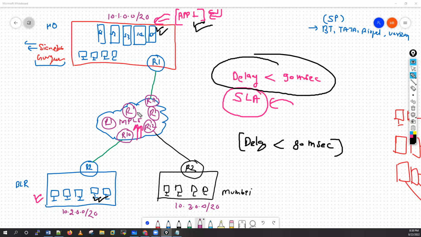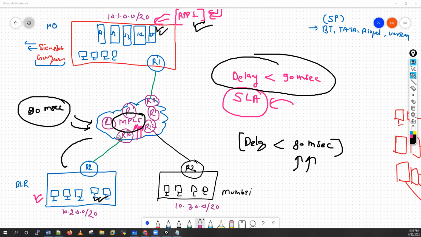Now let's take an example. Let's suppose you face a delay of more than 80 milliseconds according to the SLA. In that case, what you can do is put a penalty on your service provider, your MPLS provider, right? This kind of facility you get with MPLS providers, and that is one of the biggest reasons MPLS became a very popular WAN technology, guys.